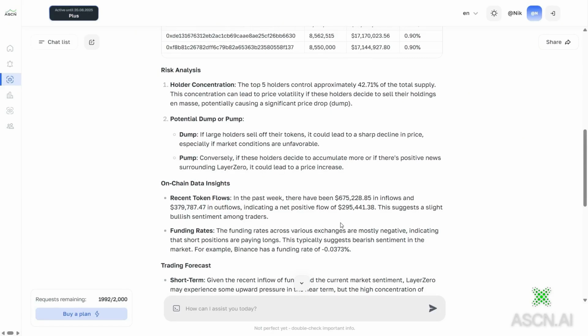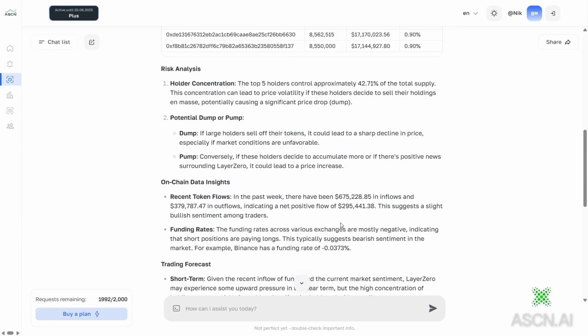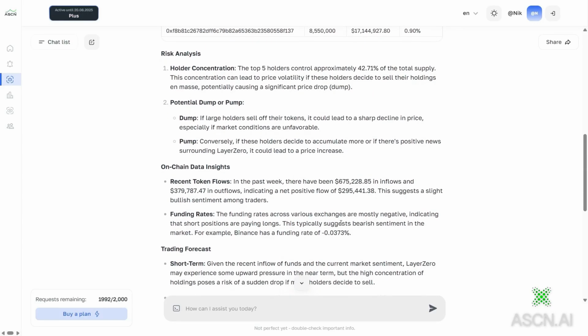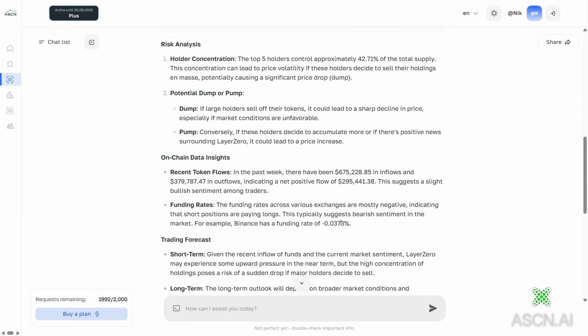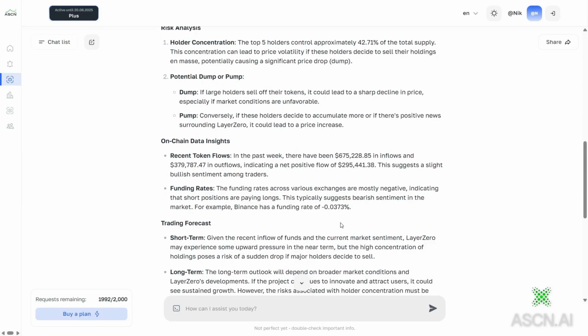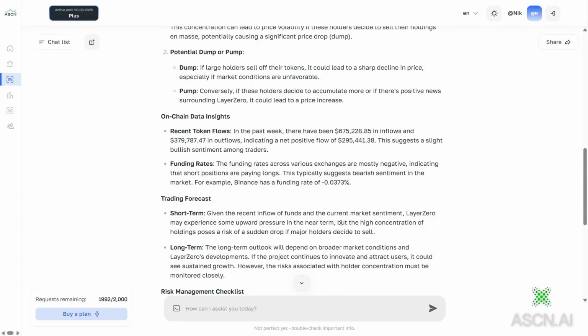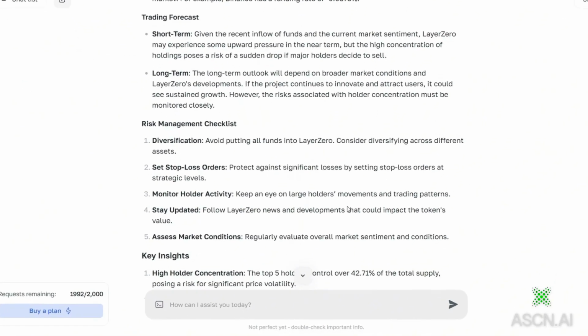Short-term trade. In conditions of high volatility and concentration, it is recommended to approach purchases with caution. You should monitor the behavior of large holders and news that could affect the price. If the Layer 0 project continues to develop and attract new users, the long-term prospects could be positive. However, you should take into account the risks associated with concentration. A checklist is also provided to help us control our risks.